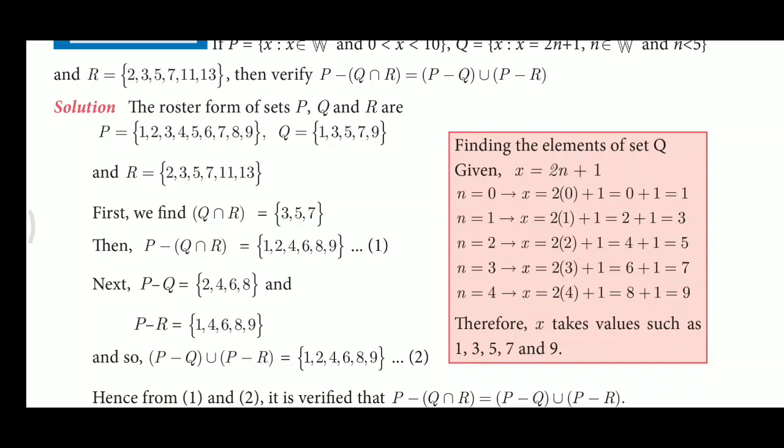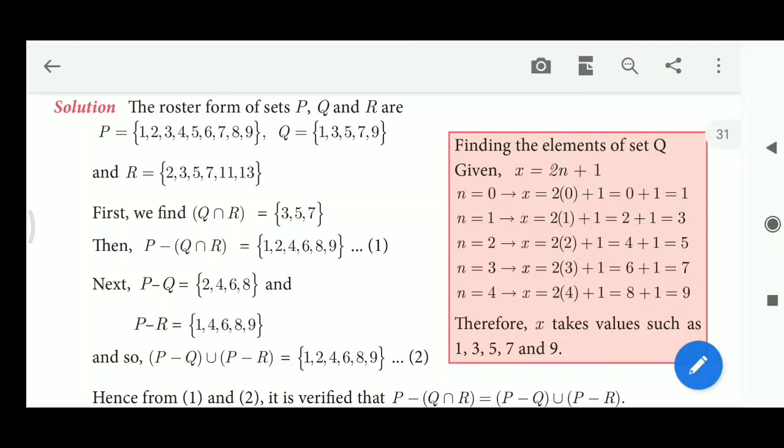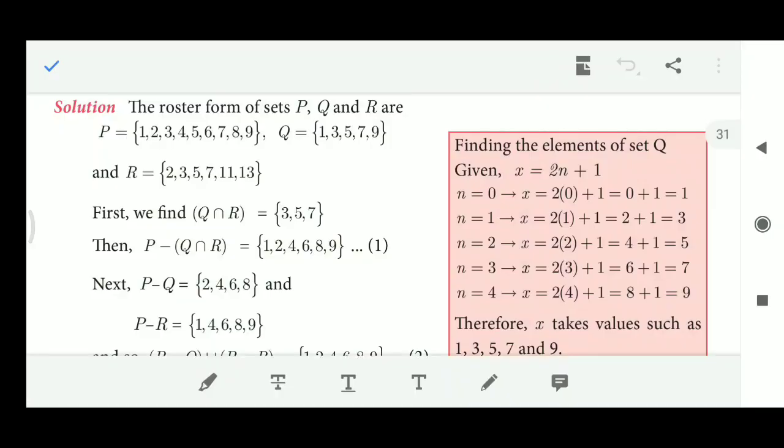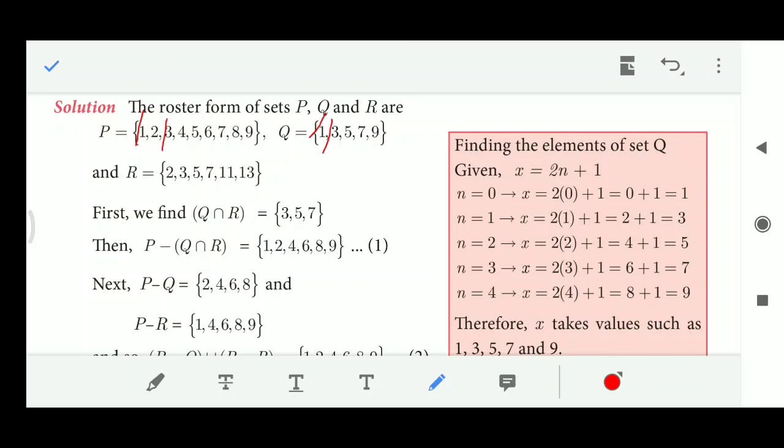To the right hand side, first you have to find P minus Q. Here we have to neglect the common elements between P and Q. The common elements are 1, then 3 and then 5, then 7 and 9. If you neglect these, you will get the remaining elements from P as 2, 4, 6 and 8.